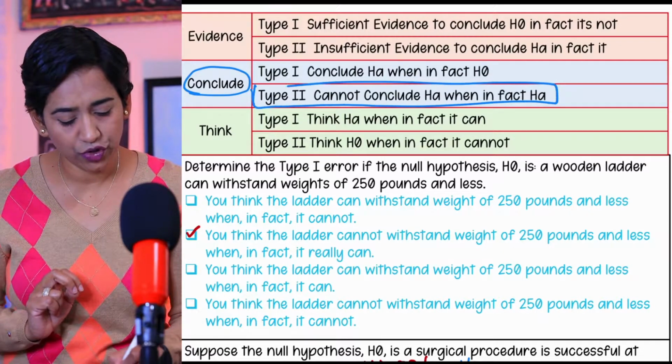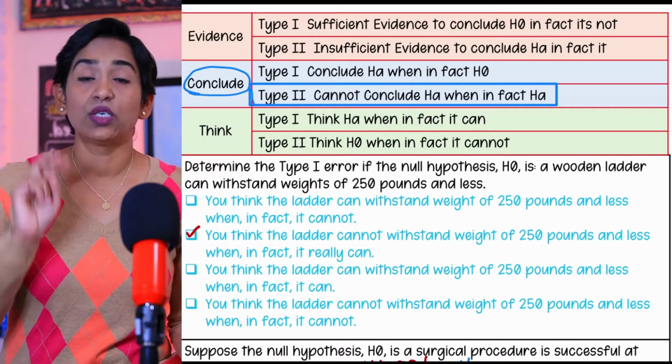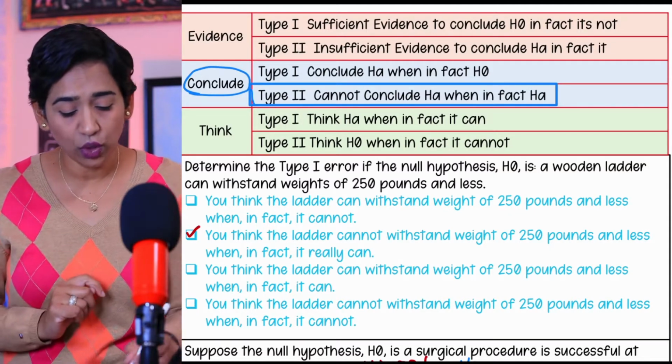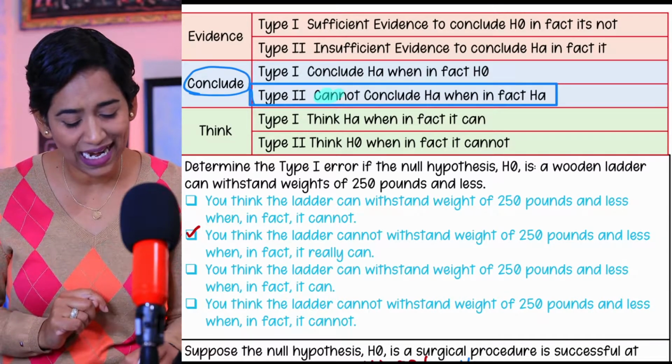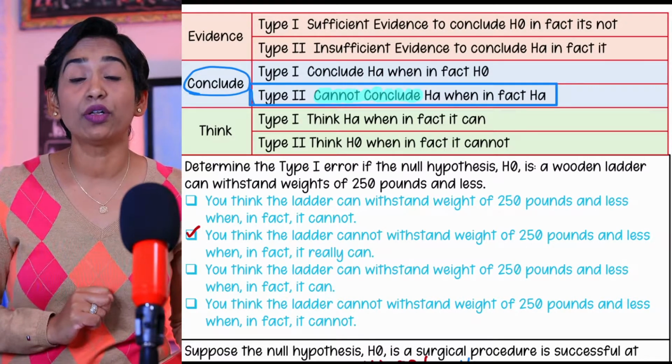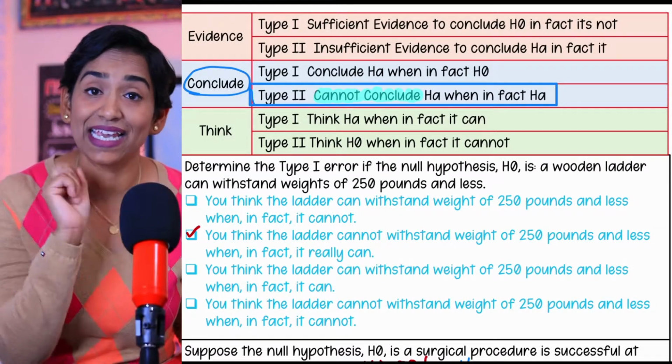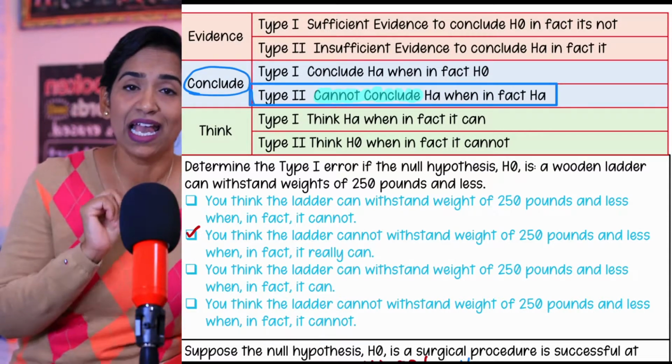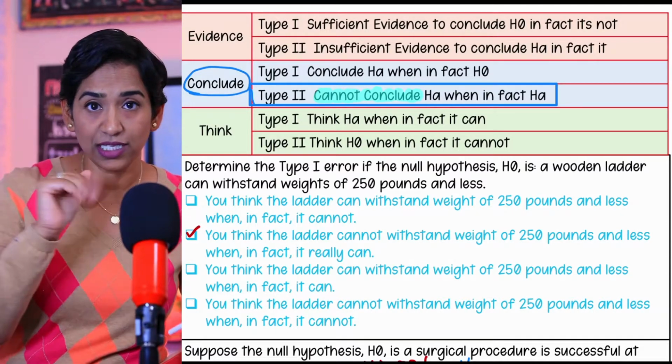I'm going to show you a trick here. When you're looking at type 2 and conclude, what is the verbiage? It should say cannot conclude. So look for the keywords that say cannot conclude in your options and you will see half of them are gone. So let's go ahead and do that.